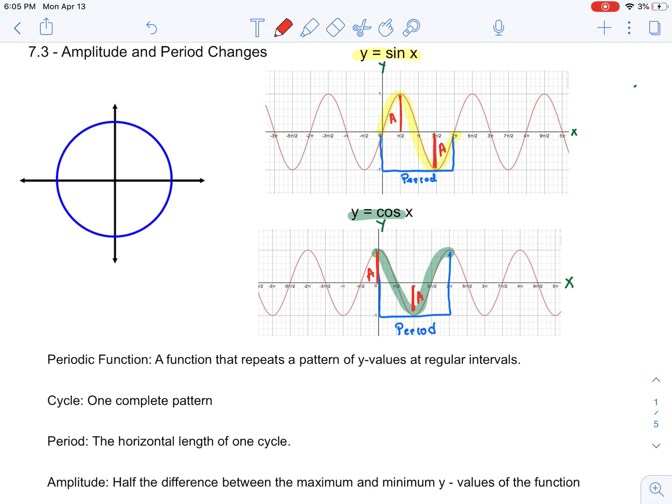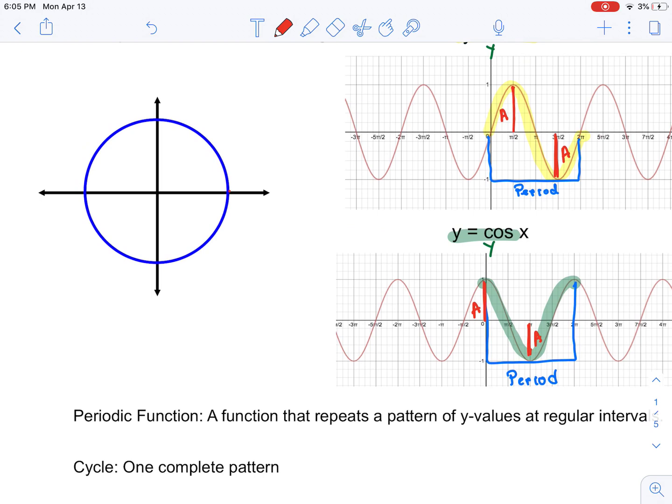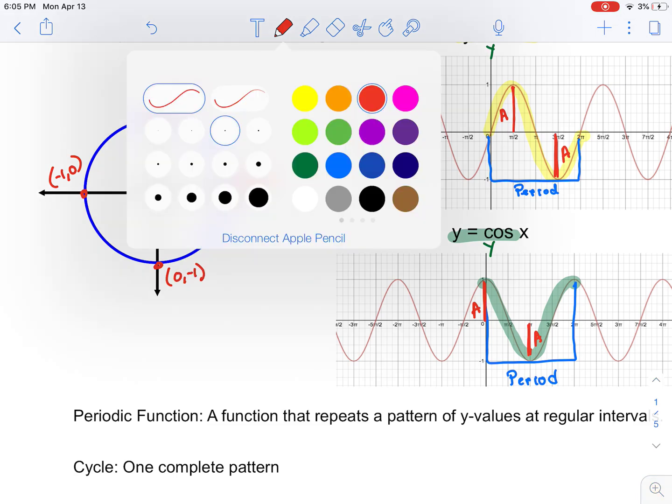We want to look at how this graph is derived. And this graph is derived by looking at the unit circle. If I look at these 4 points on our unit circle, we refer back to these points a lot. And these give us our critical points on our graph. This point is (1, 0), (0, 1), (-1, 0), (0, -1). And these points occur at our axes.